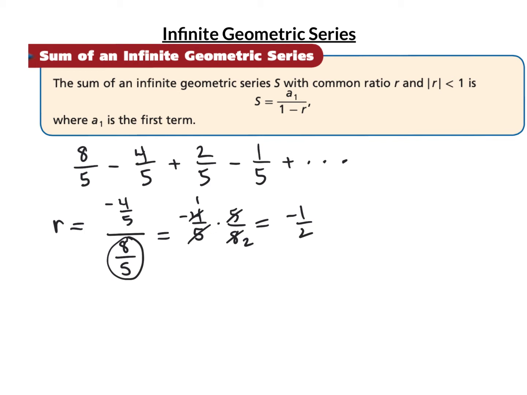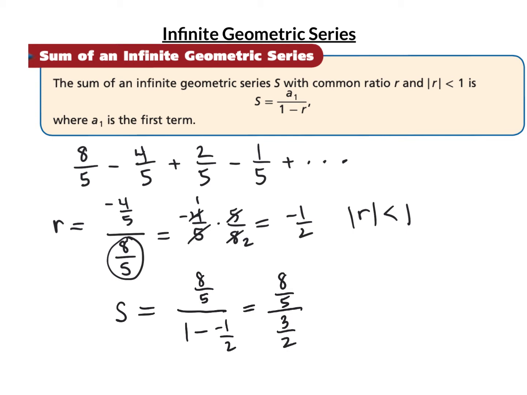My r is -1/2. And the absolute value of r, that's 1/2, is less than 1. This will converge. We know this approaches a number. The sum, then, of this infinite geometric series will be the first term, 8/5, divided by 1 minus the common ratio, -1/2. This is 8/5 divided by, that'll end up being 1 plus 1/2, which is 3/2.